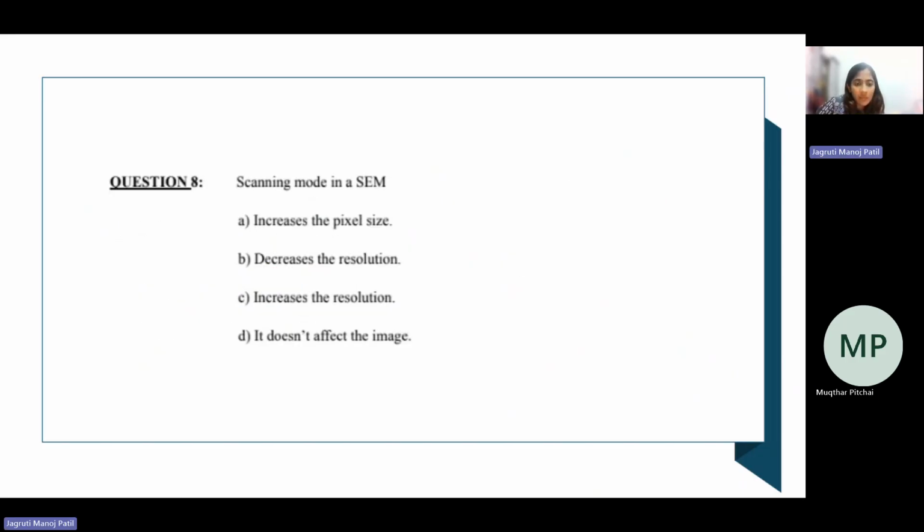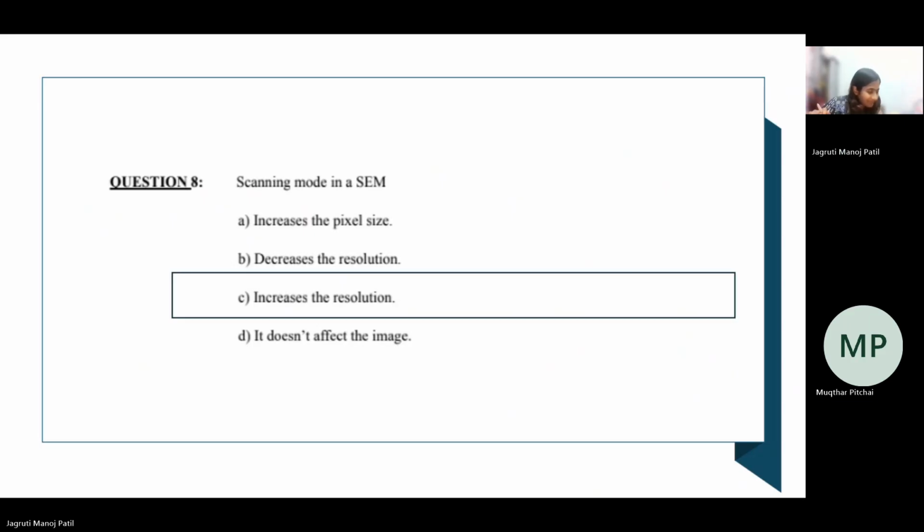Scanning mode in SEM will tell you what? Scanning mode in a SEM increases the pixel size, increases the resolution, doesn't affect the image. Does affect the resolution, but in what way? And the pixel size, ma'am, I think so. Or yeah, I believe. Oh, it's C. Okay.